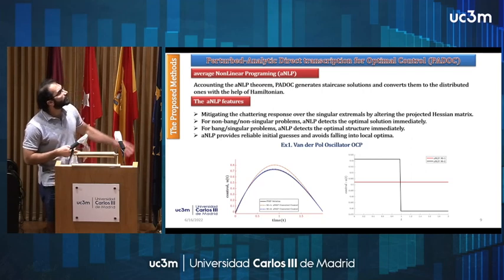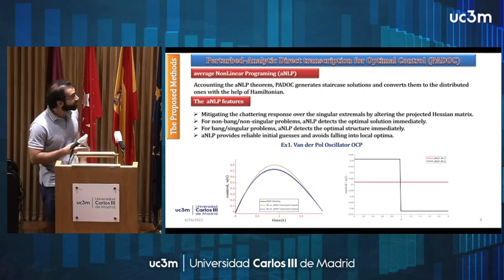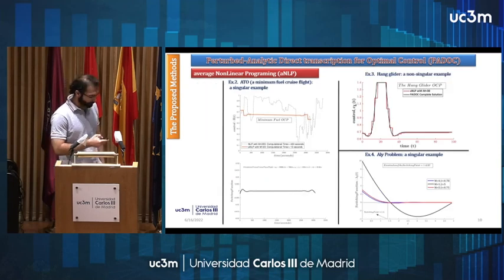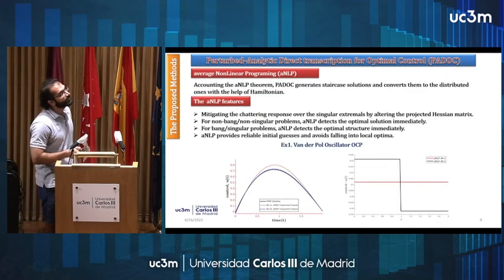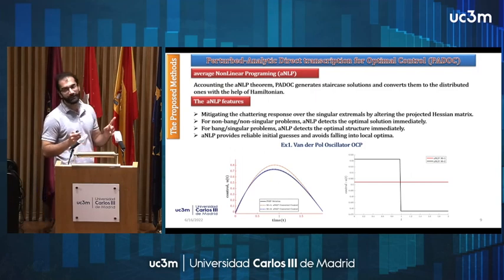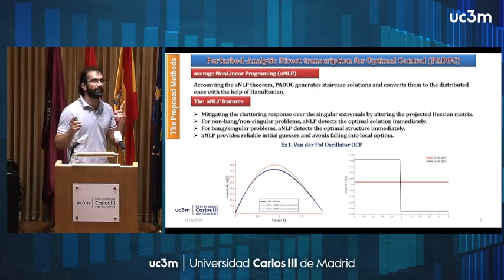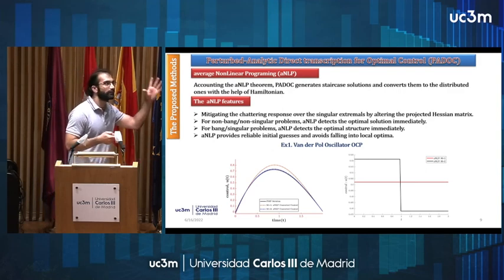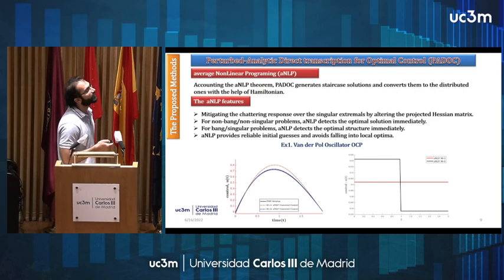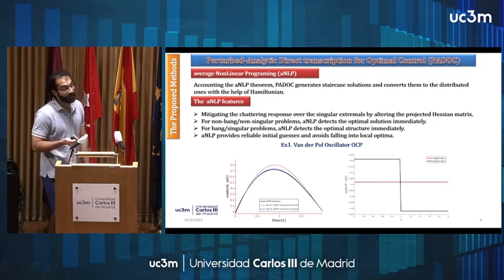So this is an example of a Van der Pol oscillator problem. With ANLP, we imagine that the control is defined only over one segment. After the solution, here is the optimal control for the problem, but it has nothing to do with the actual control behind the solution of the PMP equations.